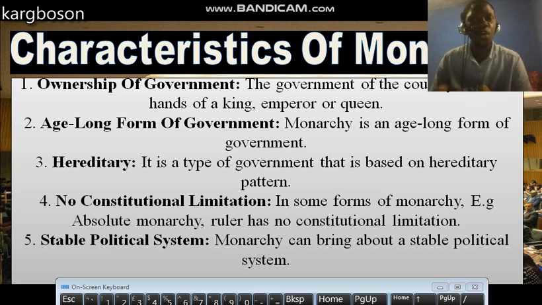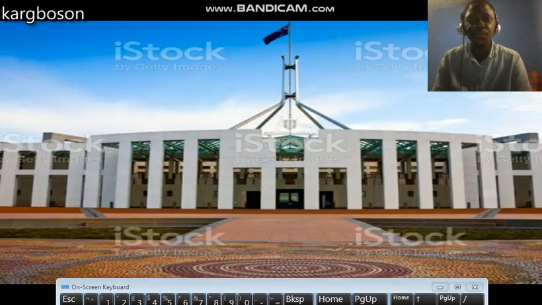Then of course, no constitutional limitations. In some forms of monarchy, for example the absolute monarchy, the ruler has no constitutional limitations. There is no limitation with regard to the powers of the king. Then it has a stable political system. Monarchy can bring about a stable political system inasmuch as nobody is fighting for power, and only a few privileged in society have the opportunity to rule. So it has a tendency of bringing a stable political system.